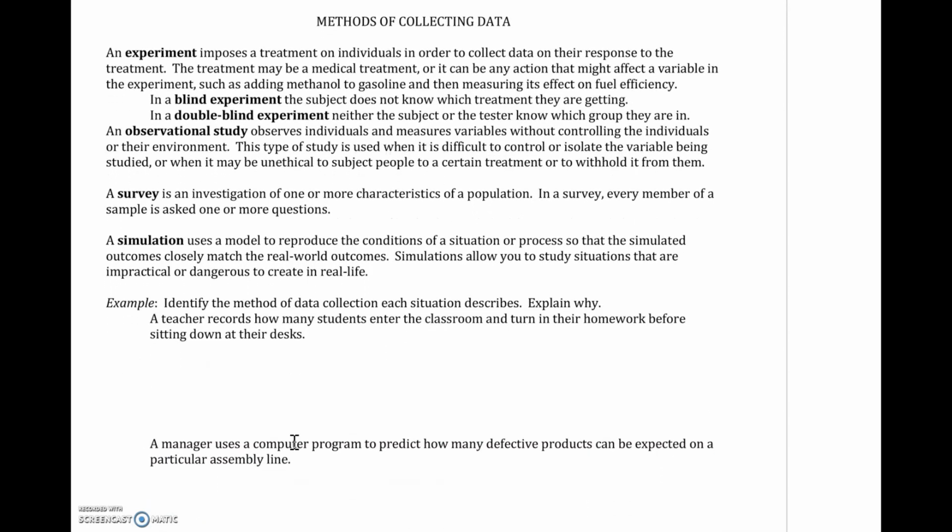So what is an experiment? It's very similar to what you might think about in science, right? An experiment for us imposes a treatment on individuals in order to collect data on their response to the treatment. So a treatment doesn't have to be something medical, right? It's basically something that we're trying to study.